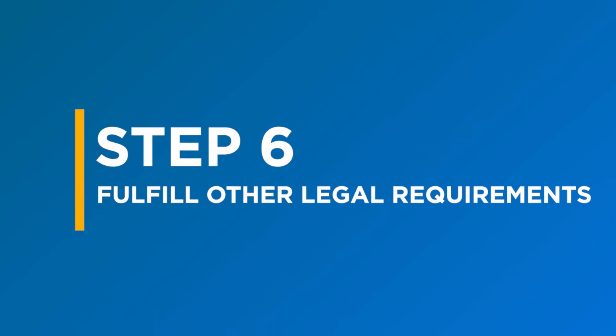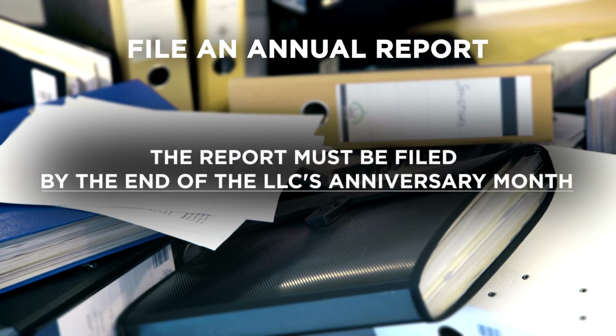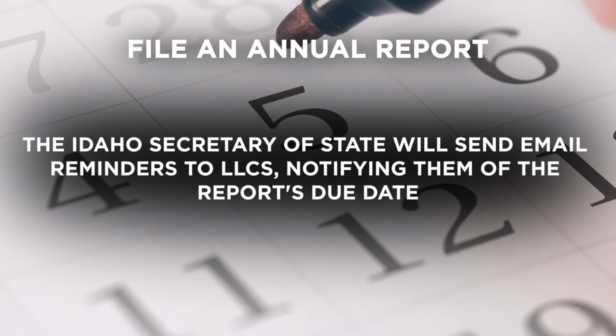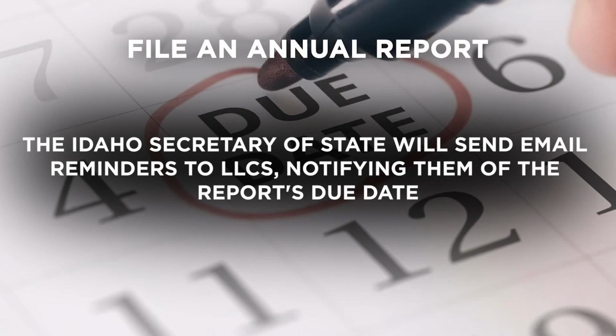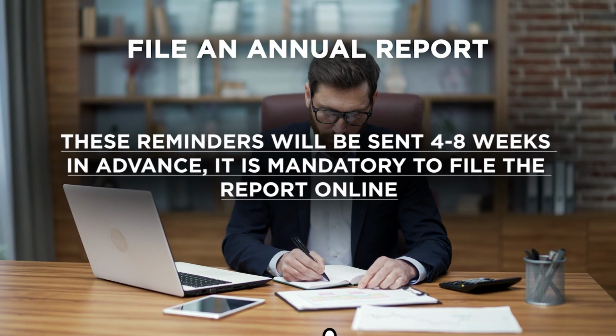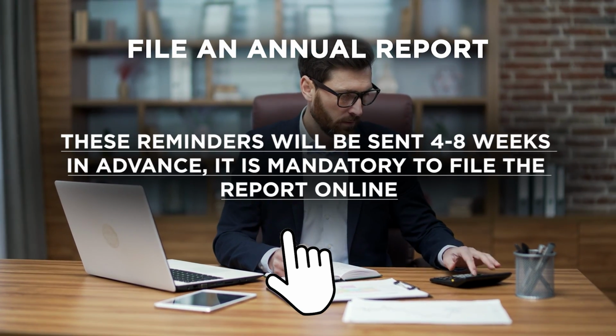Finally, make sure to complete all additional legal requirements. File an annual report. The report must be filed by the end of the LLC's anniversary month. The Idaho Secretary of State will send email reminders to LLCs, notifying them of the report's due date. These reminders will be sent 4 to 8 weeks in advance. It is mandatory to file the report online.